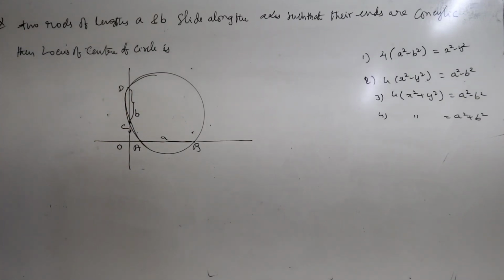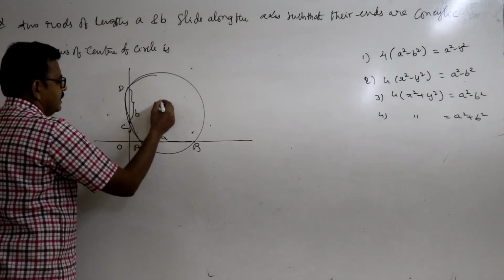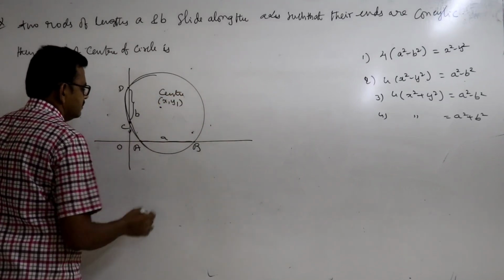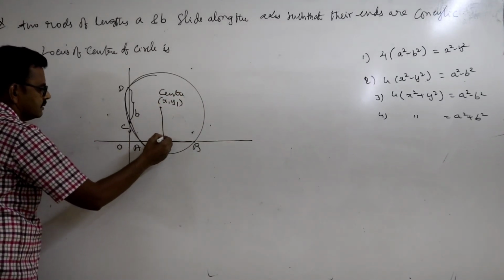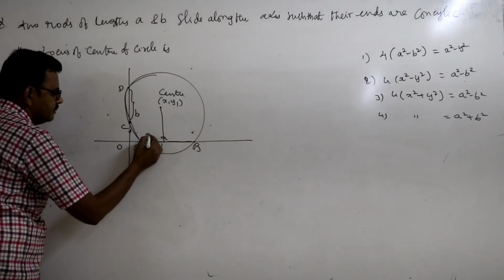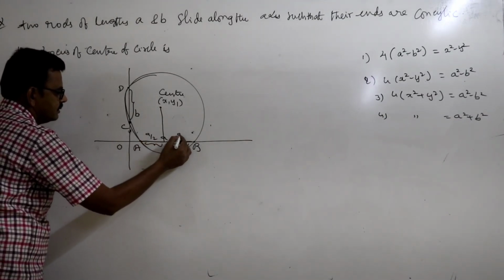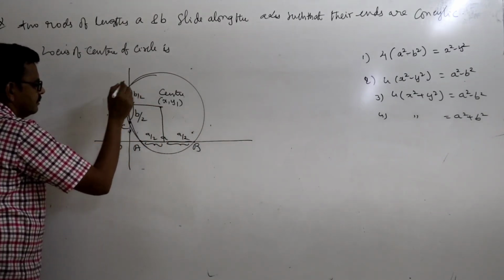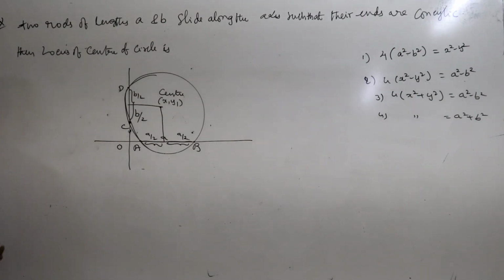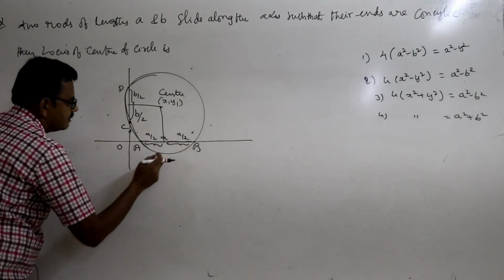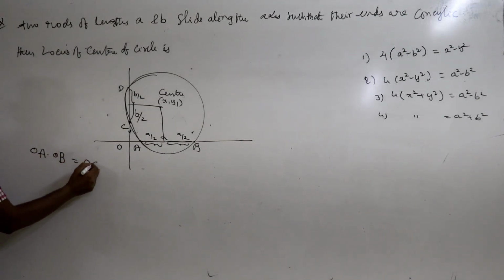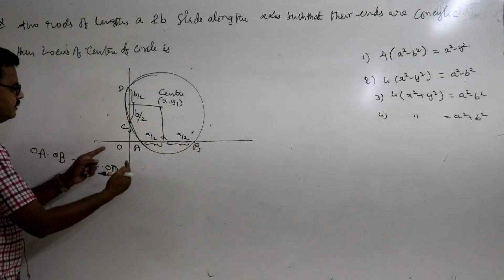Then the locus of the center of the circle is: let the point x1 comma y1 be the center. So this is A by 2, and this part is also A by 2. Similarly, this part is B by 2 and this is also B by 2. Now the points are concyclic, so the condition is OA into OB is equal to OC into OD.